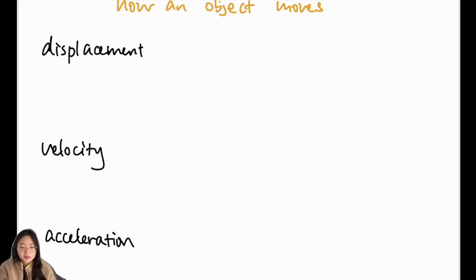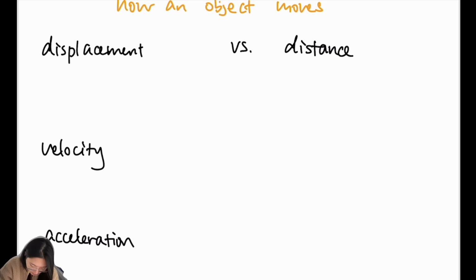Remember that all of these three concepts are vector quantities rather than scalar quantities, which means they always come with a direction. Both magnitude and direction are important in a vector quantity. So displacement, how it is different from distance is that distance takes all of the routes that you have passed, that you have traveled, while displacement only cares about the initial position and the final position. So displacement is literally just change in the position.